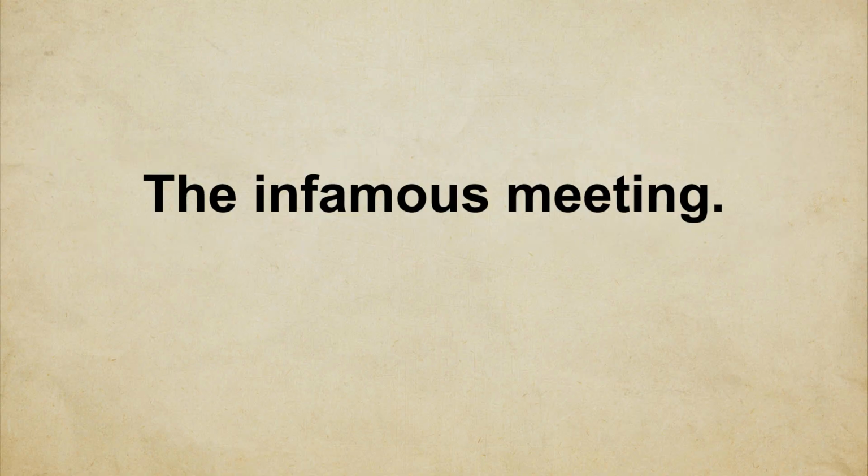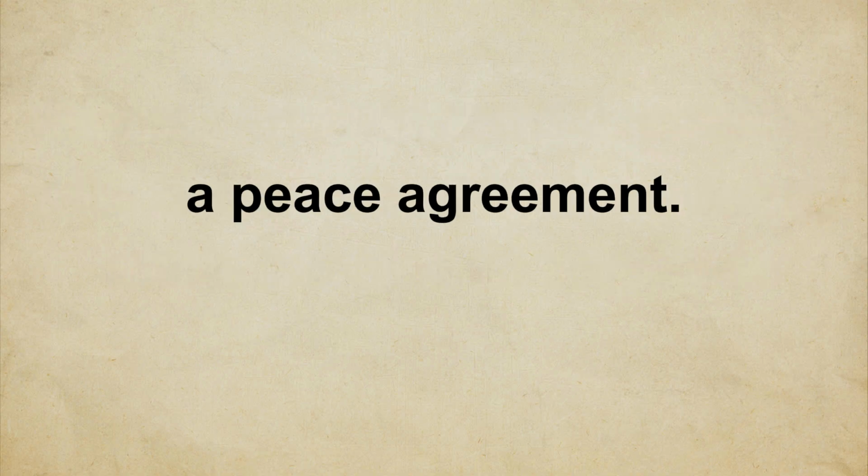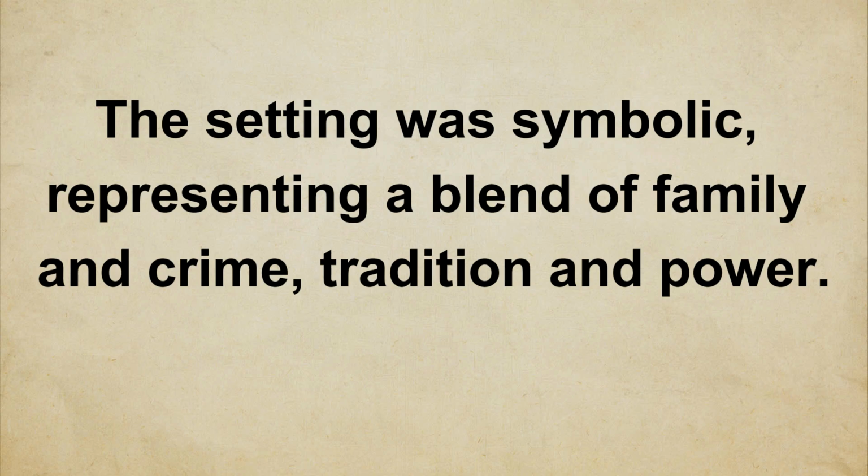The infamous meeting. Michael orchestrated a meeting with the heads of the remaining mafia families to negotiate a peace agreement. This meeting took place in a church where Michael was serving as his sister's godfather. The setting was symbolic, representing a blend of family and crime, tradition and power.